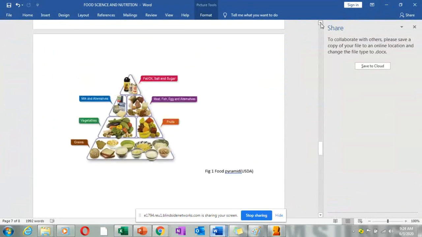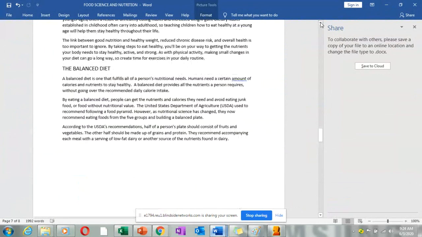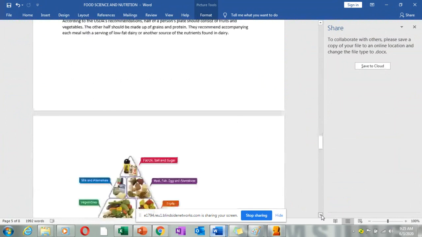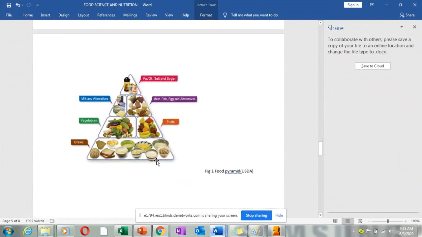Okay. So we were talking about the balanced diet, and you said it is a good balanced diet is one that provides all the nutrients a person requires without going over the recommended daily calorie intake. So do not overdo it. And the United States Department of Agriculture recommends that you eat your food in this food pyramid, where the grains and the fruits and vegetables are quite in a big amount. Actually, the grains are more.